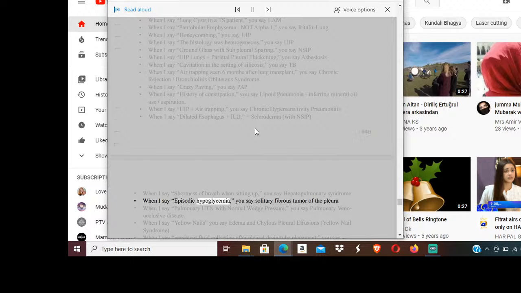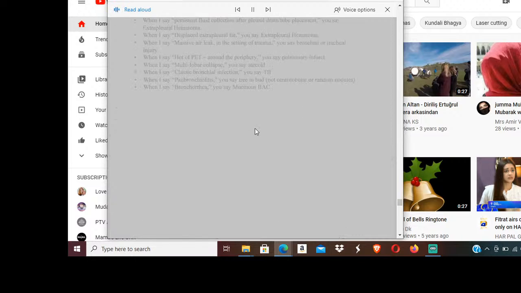When I say episodic hypoglycemia, you say solitary fibrous tumor of the pleura. When I say pulmonary HTN with normal wedge pressure, you say pulmonary veno-occlusive disease. When I say yellow nails, edema, and chylous pleural effusions, you say yellow nail syndrome. When I say persistent fluid collection after pleural drain or tube placement, you say extrapleural hematoma.